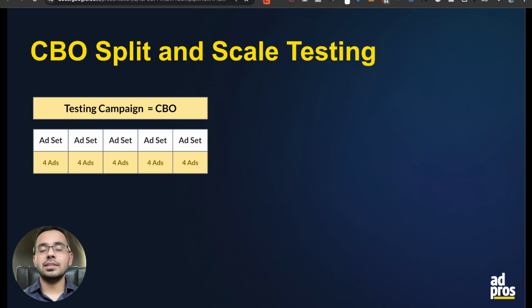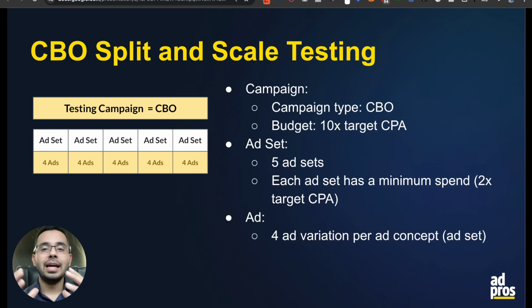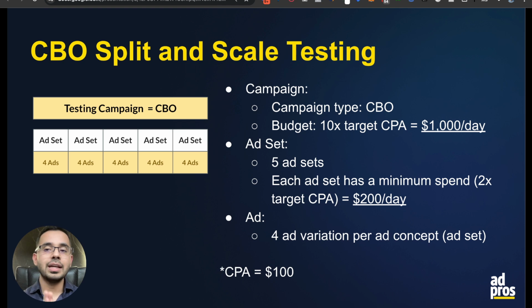And what that means is that we have a CBO campaign. The budget is 10x your target CPA. And I'm going to give you an example here. You can start with 5 ad sets, and your minimum spend at the ad set level is 2x CPA. And then there's 4 ads inside of each ad set. And so let's do an actual example here. The example is if you have a $100 CPA, your campaign budget would be $1,000 per day. At each ad set, there's an ad set minimum of $200 per day. And then you have individual ads underneath.